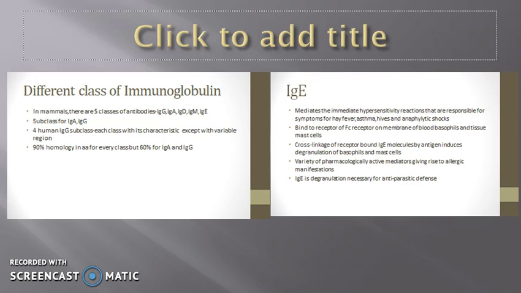and anaphylactic shock. What it does is bind to the Fc receptor on the membrane of blood basophils and tissue mast cells. And then there is a cross linkage of the receptor which takes place by antigen, and it induces the degranulation of basophils and mast cells. Now there are a variety of pharmacologically active mediators which give rise to allergic manifestation, and IgE degranulation is necessary for antiparasitic defense.